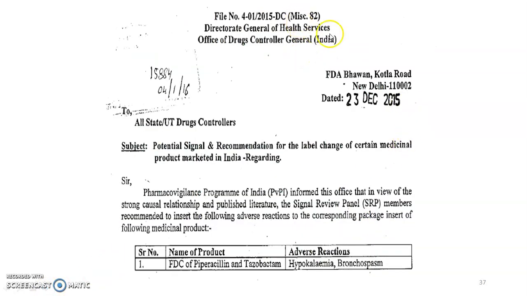In 2015, the Drug Controller of India released information to all the marketing authorities, or medicinal product marketing authorities, where they gave signals, that is the causal relationship between the drug and event. The PvPI informed all the officers that there is a strong causal relationship with the published literature in the signal review panel, where they recommended that when you use the fixed dose combination, that is FDC, of piperacillin plus tazobactam, the patient will develop hypokalemia and bronchospasm.